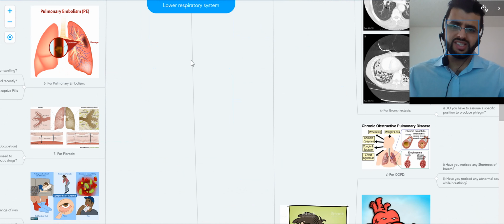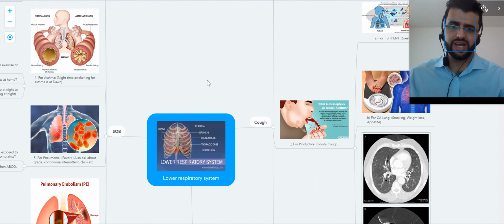So here's the summary of the lower respiratory tract chief complaints.